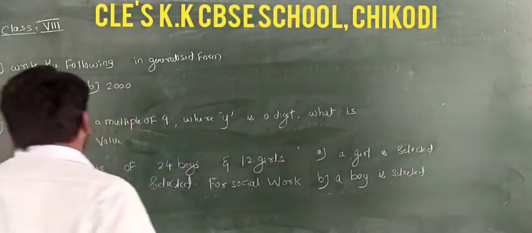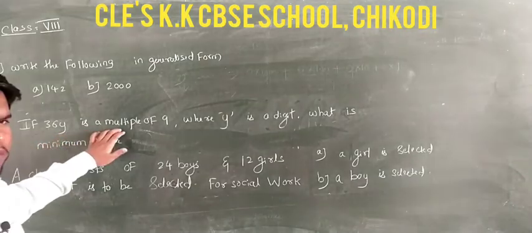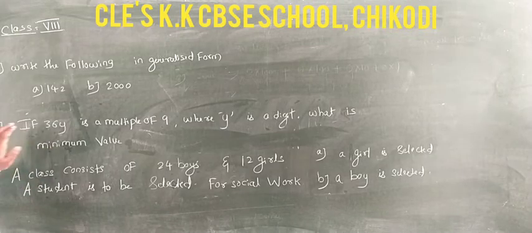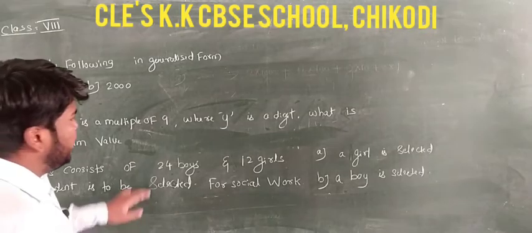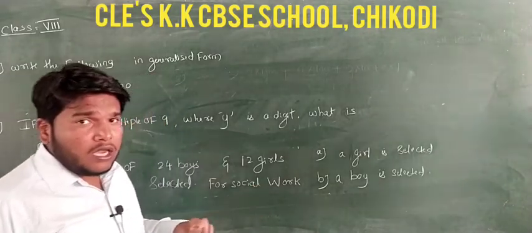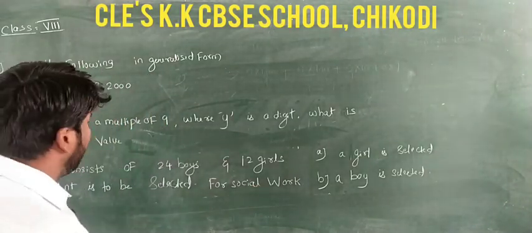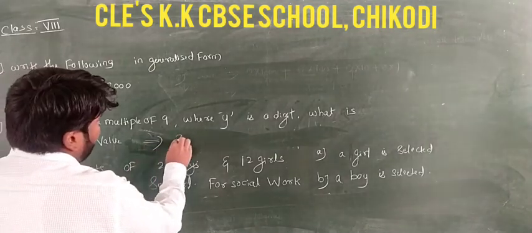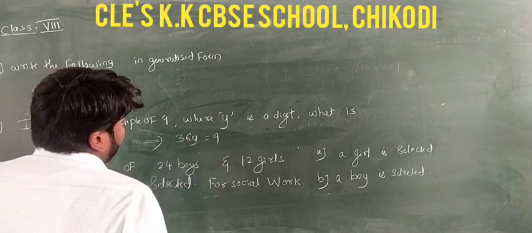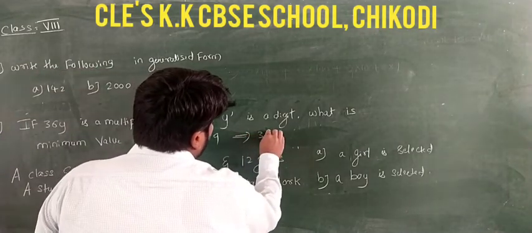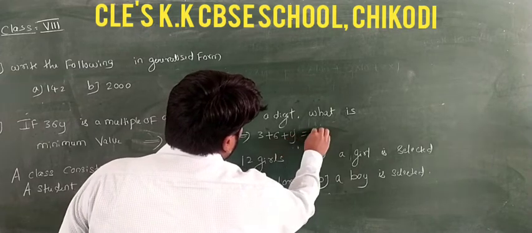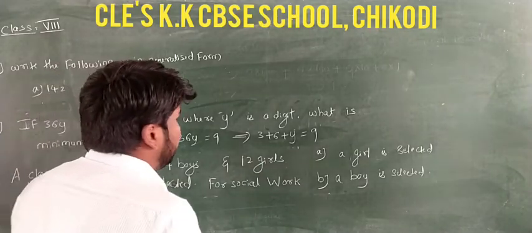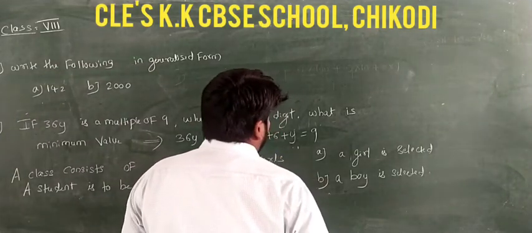The next one: if 36y is a multiple of 9, where y is a digit, what is the minimum value? If it is a multiple of 3 or 9, in the divisibility of 9 and 3 we saw that we add the digits. So 36y is a multiple of 9 means we write 3 plus 6 plus y equal to 9. First we need to find the value of y.